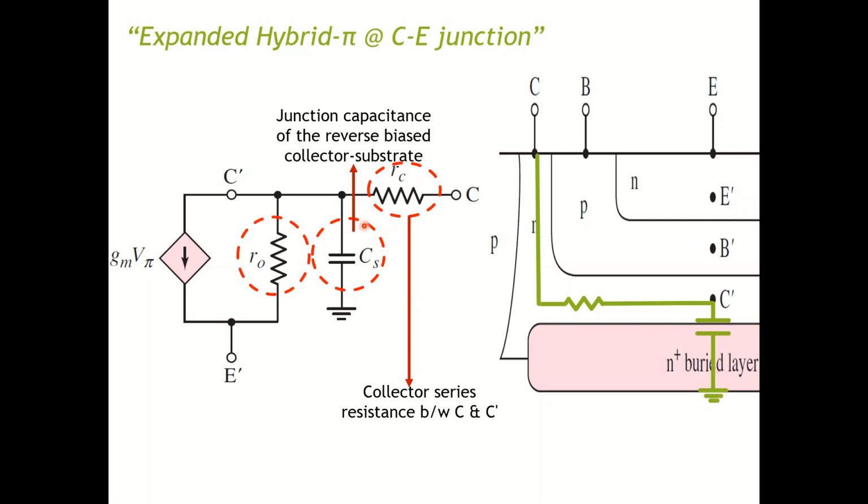And lastly is the resistance between the internal region of the collector and the emitter. So it's the resistance across here and here. And this is mostly due to the Early effect.